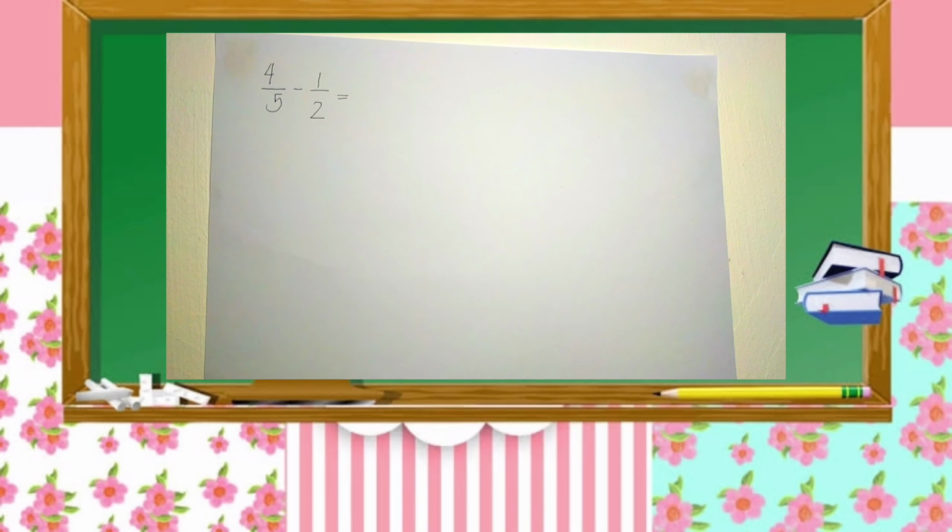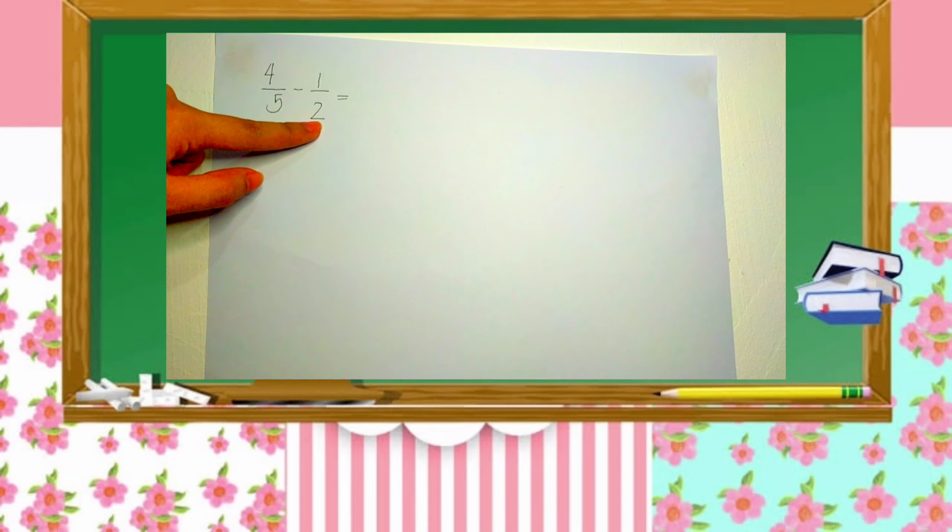Let's have another example. 4/5 minus 1/2. These fractions are dissimilar fractions because they have different denominators. Let's change these fractions to similar fractions by finding the least common denominator, or LCD. We will use continuous division in finding the LCD.